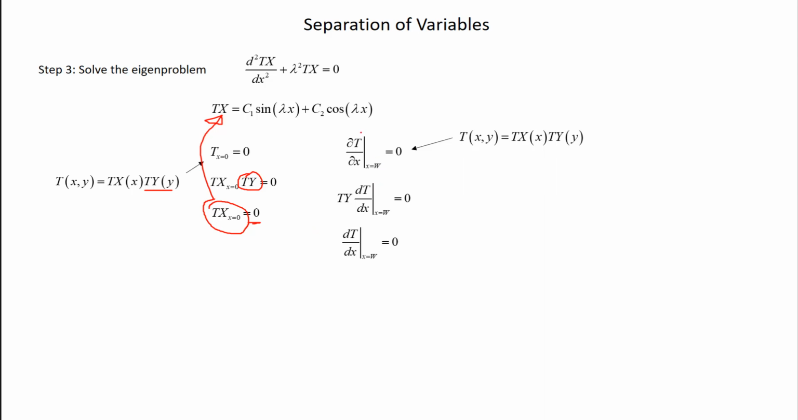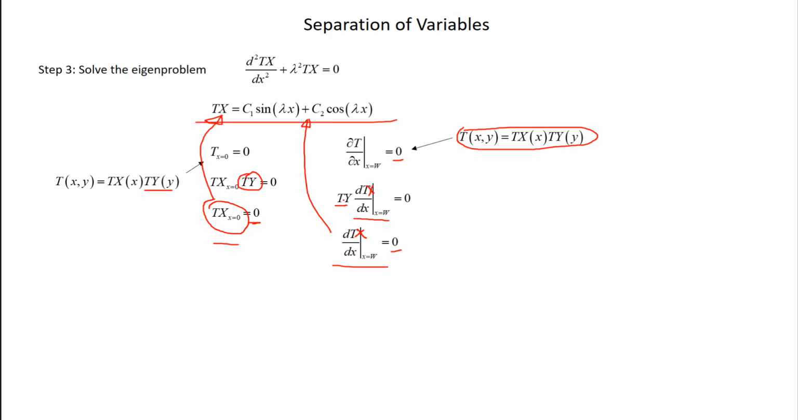And then we do the same thing at the other edge of the boundary, so at x equals w. At x equals w, we said dT/dx at x equals w has to be equal to 0. Again, let's substitute this assumed form of our temperature distribution into here. So if I do that, then dT/dx is going to be equal to Ty times dTx/dx at x equals w. And again, Ty can't be equal to 0, so dTx/dx at x equals w has to be equal to 0. So this is my other boundary condition for this general solution. So here's my two boundary conditions.